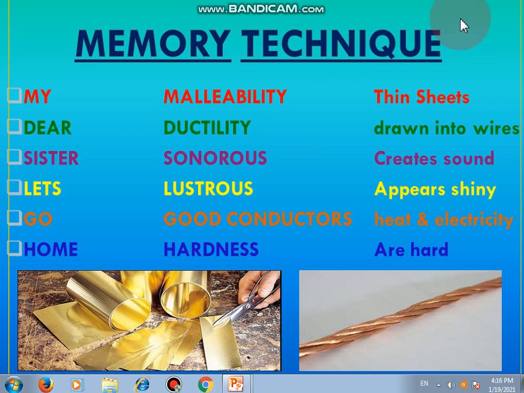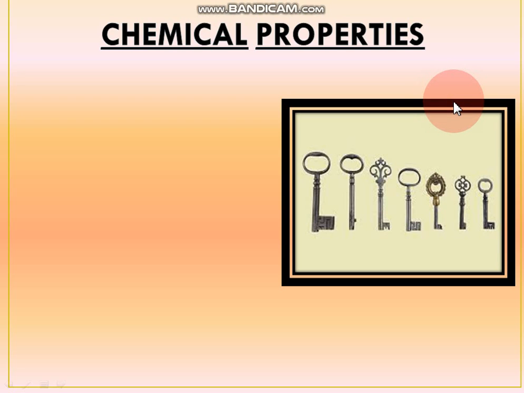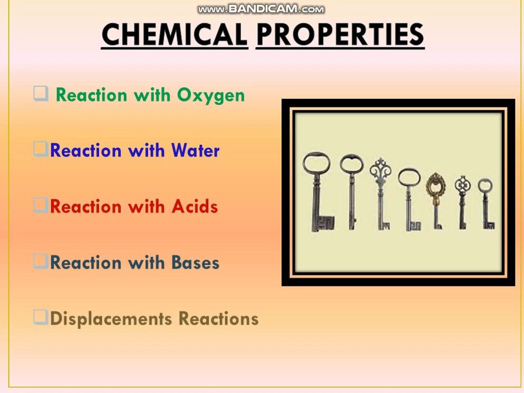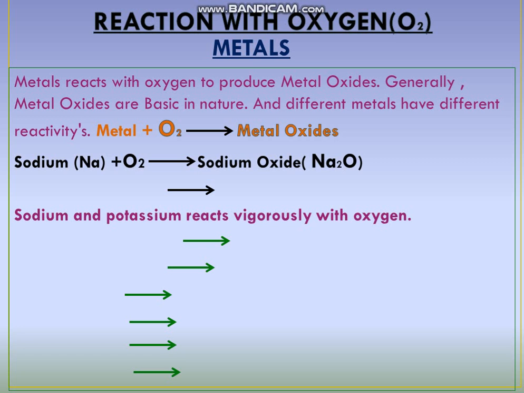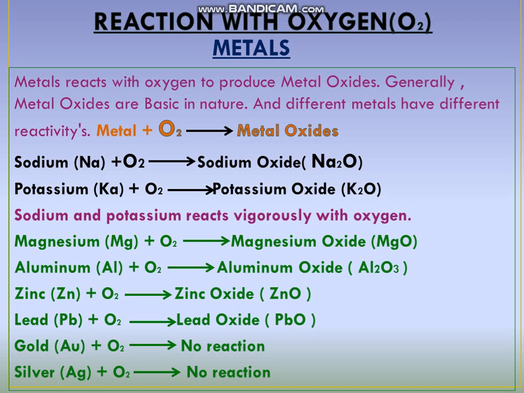Let's start with the chemical properties of metals and nonmetals. Chemical properties: reaction with oxygen, reaction with water, reaction with acids, reaction with bases and displacement reaction. Reaction with oxygen, O2, metals. Metals react with oxygen to produce metal oxides. Generally, metal oxides are basic in nature and different metals have different reactivities.